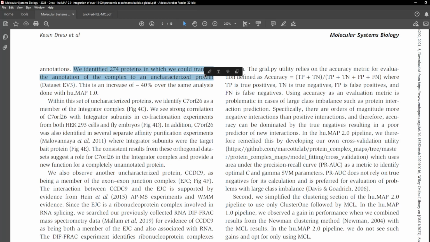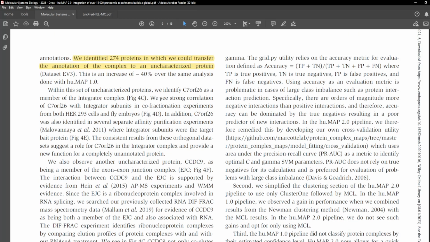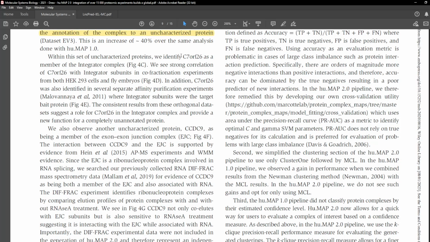Within this set of uncharacterized proteins, we identify C7orf26 as a member of the integrator complex, Fig 4C. We see strong correlation of C7orf26 with integrator subunits in co-fractionation experiments from both HEK293 cells and fly embryos, Fig 4D. In addition, C7orf26 was also identified in several separate affinity purification experiments, Malovannaya et al., 2011, where integrator subunits were the target bait protein, Fig 4E. The consistent results from these orthogonal datasets suggest a role for C7orf26 in the integrator complex and provide a new function for a completely unannotated protein.